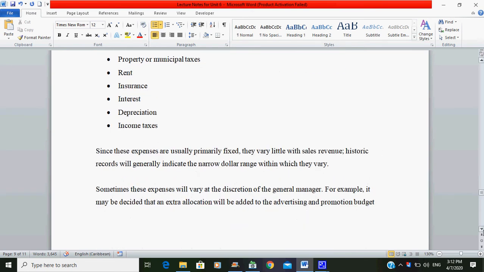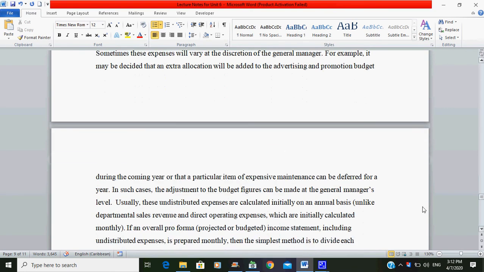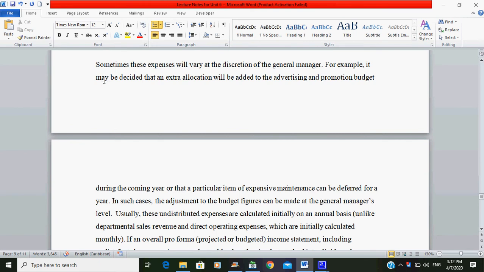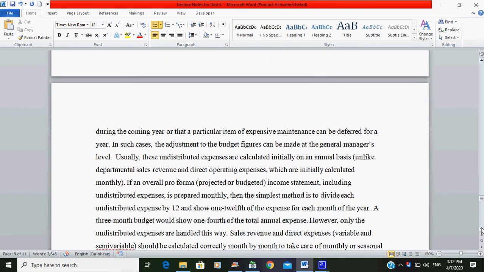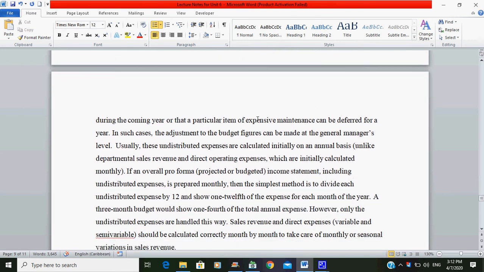Since these expenses are usually primarily fixed, they vary little with sales revenue. Historic records will generally indicate the narrow dollar range within which they vary. Sometimes these expenses will vary at the discretion of the general manager. For example, it may be decided that an extra allocation will be added to the advertising and promotion budget during the coming year, or that a particular item of expensive maintenance can be deferred for a year. In such cases, the adjustment to the budgeted figures can be made at the general manager's level.